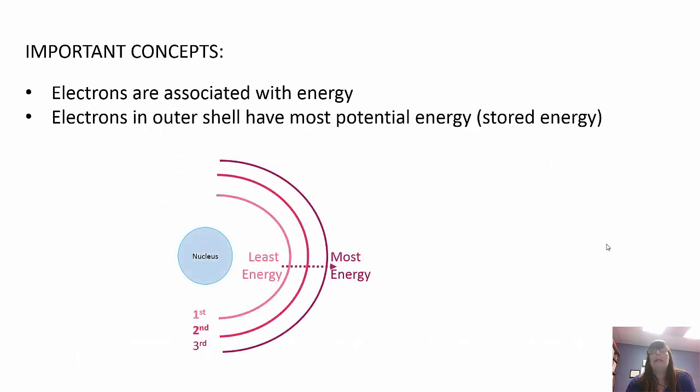So electrons are associated with energy. Electrons in the outer shell have the most potential energy. Electrons in the inner shell have the least potential energy. That's because opposites attract. So the negatively charged electrons are attracted to the positively charged protons in the nucleus. So it takes energy to push them out. So imagine if you're trying to push someone away. It's easier to push somebody right here than it is to push somebody all the way back there. It's the same thing for the electrons. So the ones in the outermost shell have more energy because there's not as strong of a hold on those. So they can mingle easier.